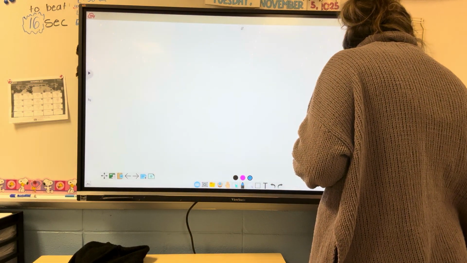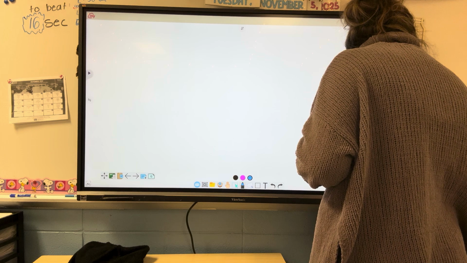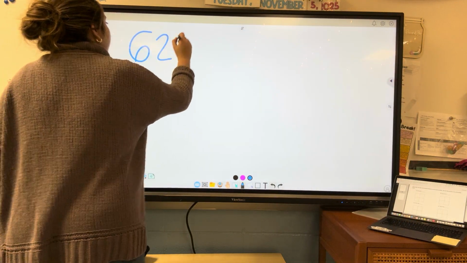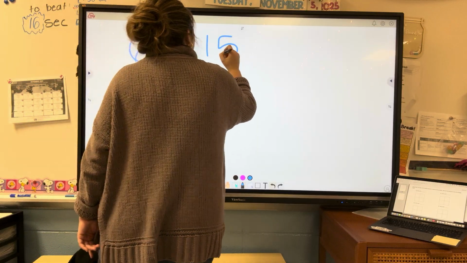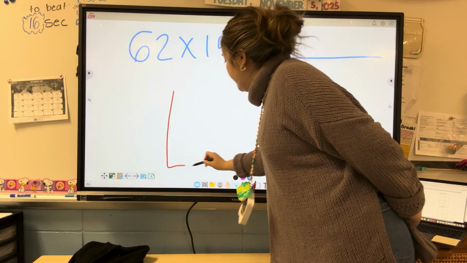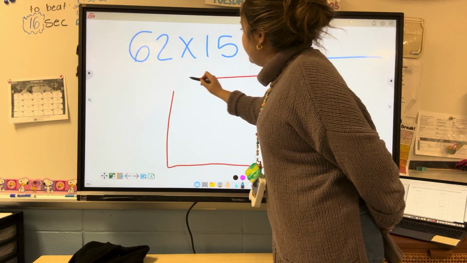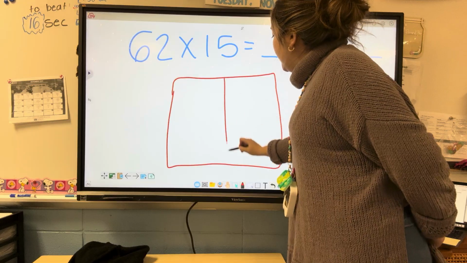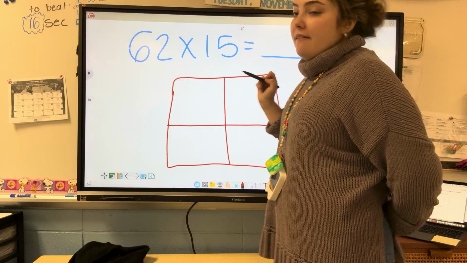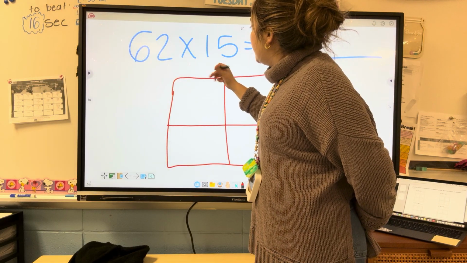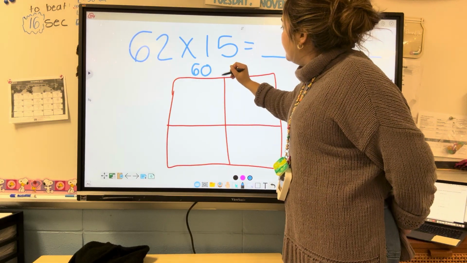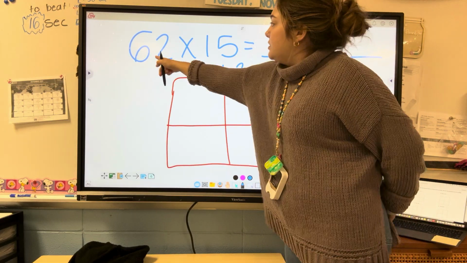Now, we're going to do one more. For my next one, I'm going to do 62 times 15. Now, I'm going to draw my box again, my very first step. And I'm going to split it into 4. I look at my 10s in my first number. I have a 6, which is 60. I look at my 1s. It's 2. 60 plus 2, 62.